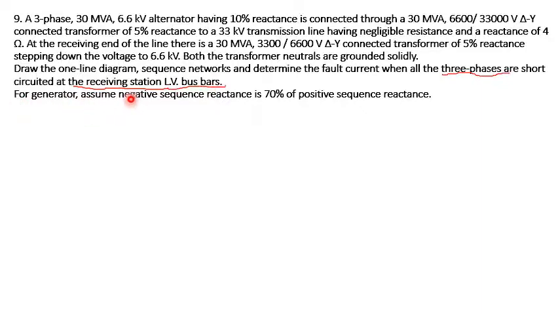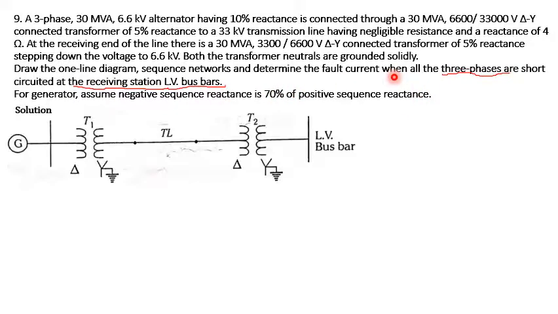For the generator, assume the negative sequence reactance is equal to 70% of the positive sequence reactance. Based on this, we can write the single line diagram: the generator, transformer, transmission line, transformer T2 and the bus bar. So first we need to consider the base values.